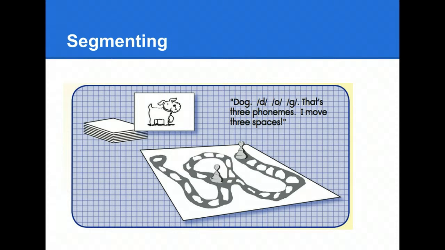Turning it into a board game. I would never give the kid the word crayon or tractor. I mean, you could maybe throw them in as bonus words. But you're really using short words, usually, like dog. But here you turn it into a board game for segmenting. And they flip over a card and they get to move the number of spaces as there are phonemes in the word.